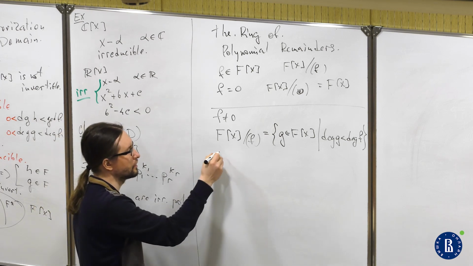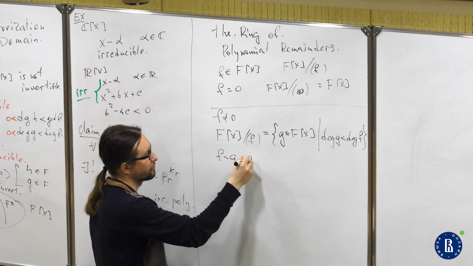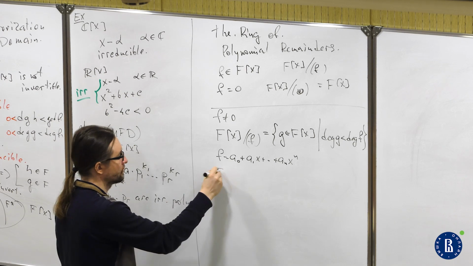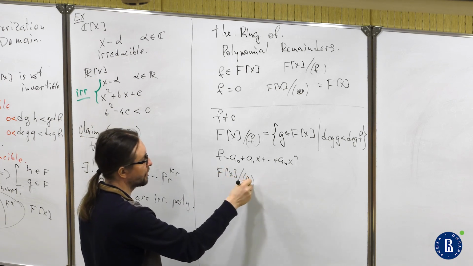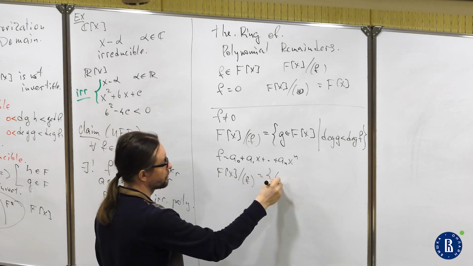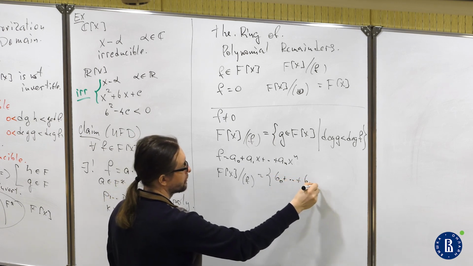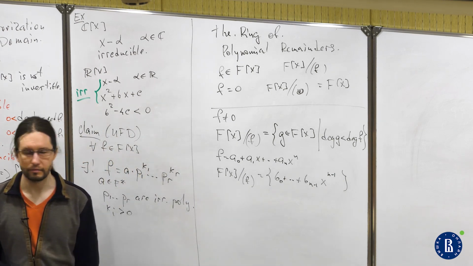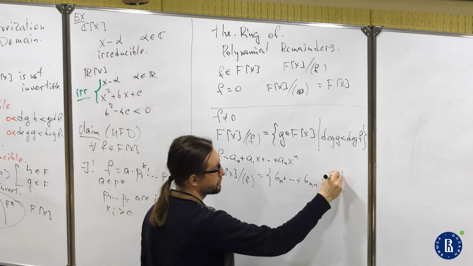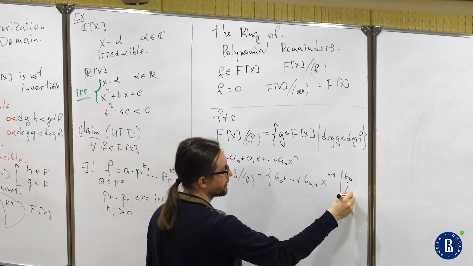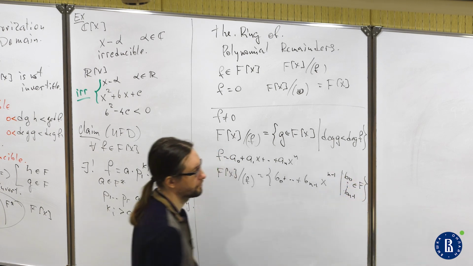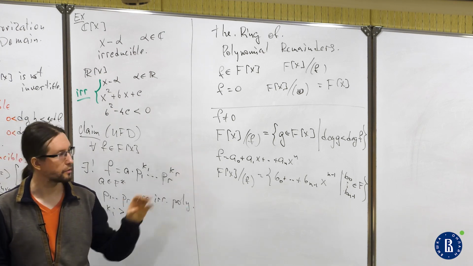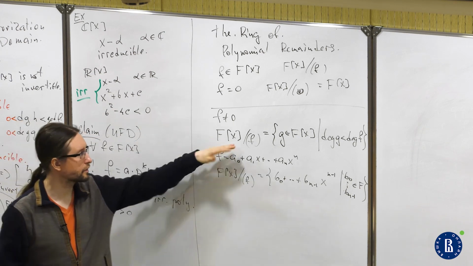So let's say if f has this form, then F[x] modulo f consists of all the polynomials of degree strictly smaller than n. And these coefficients, b0, ..., b_{n-1}, belong to F. This is just an example. So this is the set. So it's more or less clear what it is.